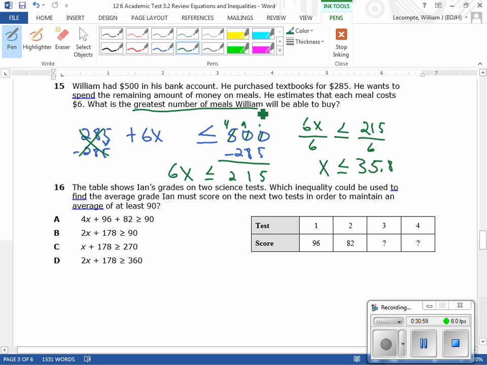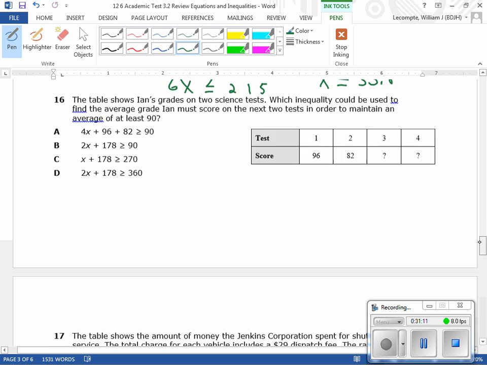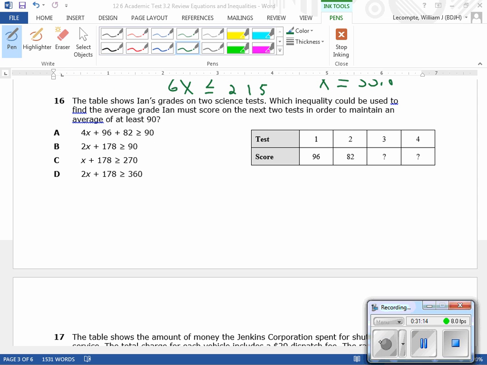Alright, number 16. Number 16 says the table shows N's grades on 2 science tests. Which inequality could be used to find the average grade N must score on the next 2 tests in order to maintain an average of at least 90? Alright, so I'm going to look at this. A says 4x, and if x is the average score, that means I'm going to have to just score a 90. That's not going to give me all 4 tests put together. So I'm going to say A is wrong.